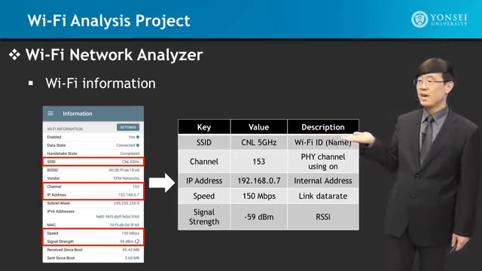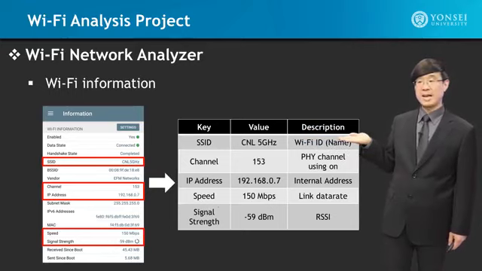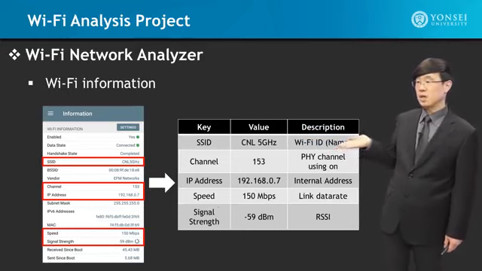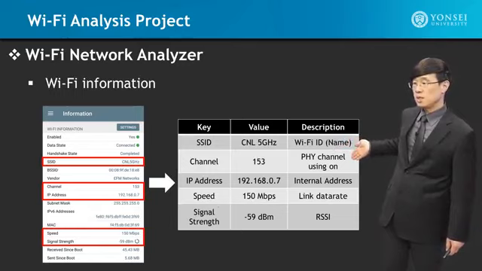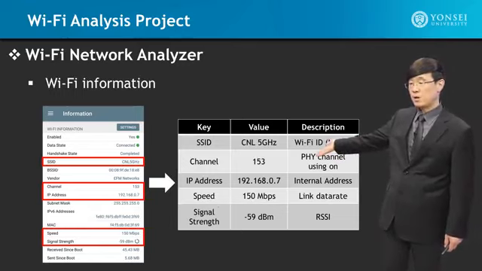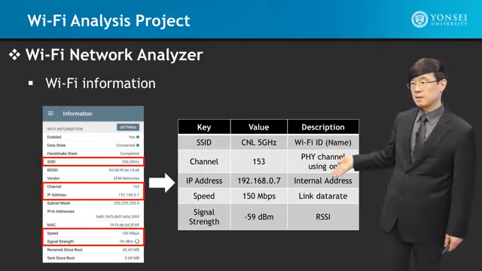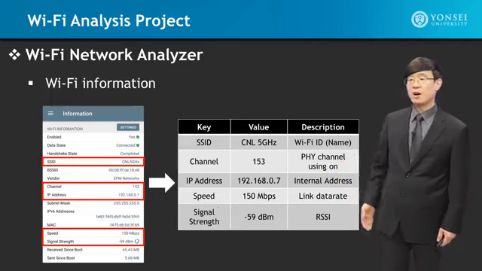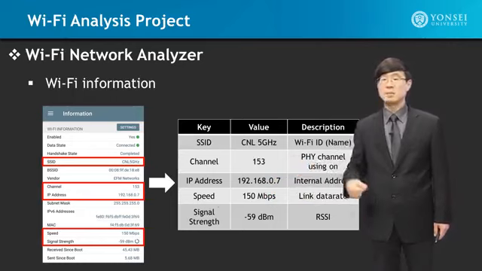You'll see the Wi-Fi name, which is the ID, the channel that it's using right here. In addition, you'll see the internal address, the IP address over there, the speed, the link data rate, the signal strength or RSSI in units of dBm.